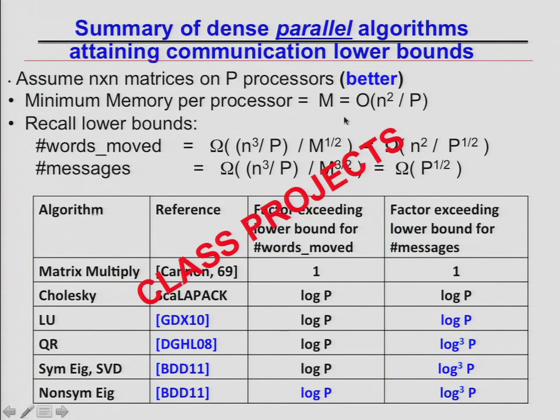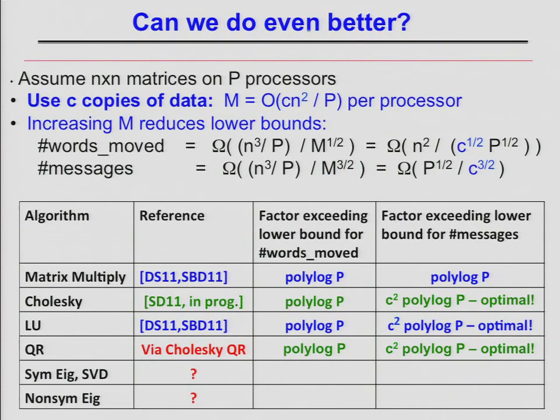Okay, so all of this assumed that I only had one copy of the data, right? And we know that you can do better if you have more copies of the data. So let me tell you what the current state of the art is when I have enough memory to have c copies of the data, because I know for matrix multiply that works. The latency lower bound goes down by a factor of c to the 3/2. The bandwidth lower bound goes down by a factor of c to the 1/2.